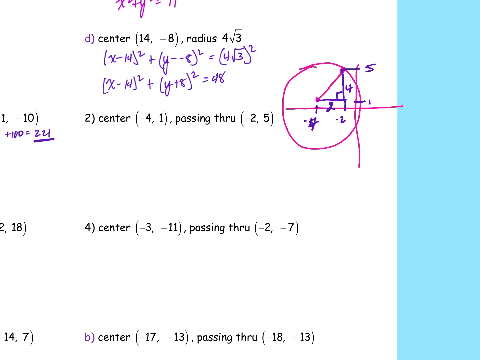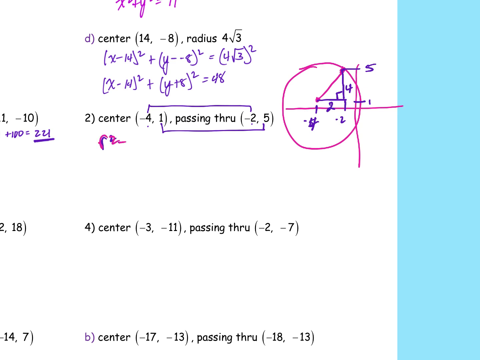So now I can do a squared plus b squared equals c squared. Now you don't have to do it from a picture. I can do it just from the numbers. How did I find that out? Well, I took my x's and subtracted the difference. What's my distance between negative 2 and negative 4? It's 2. And what's my distance between 1 and 5? It's 4. So I know that I have 2 and 4. You can think of it that way. Does that make sense?